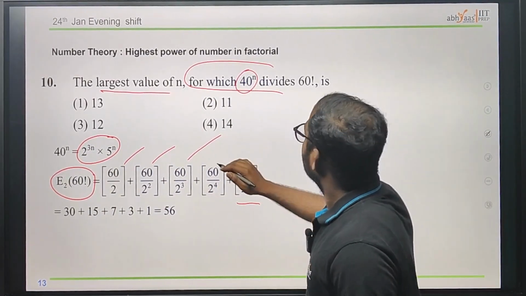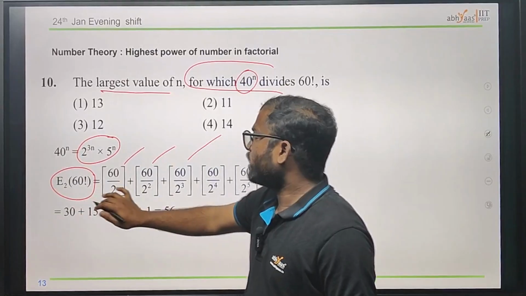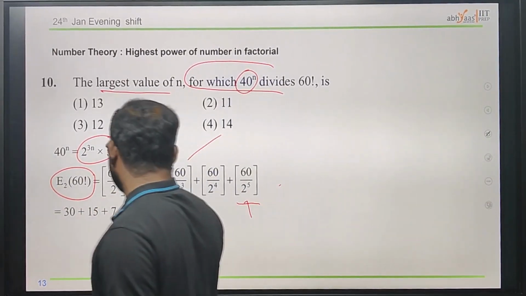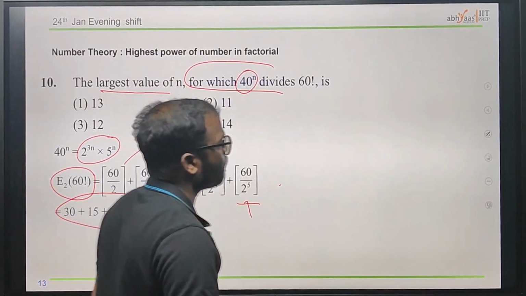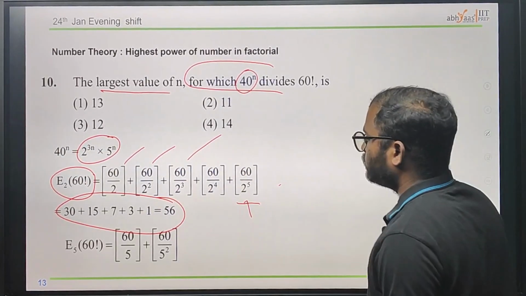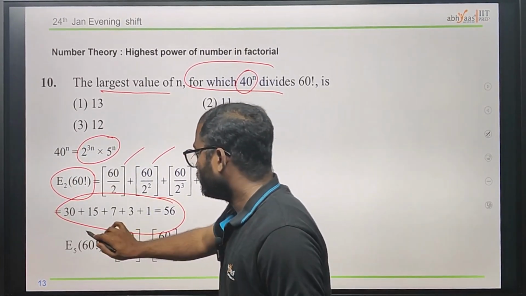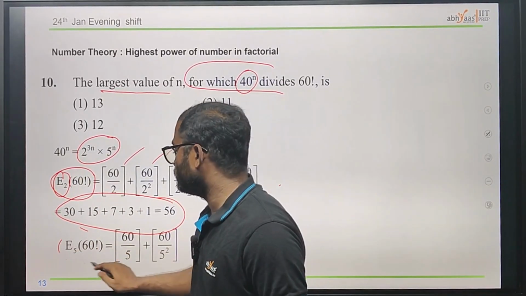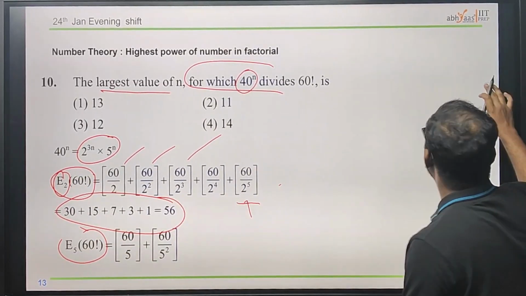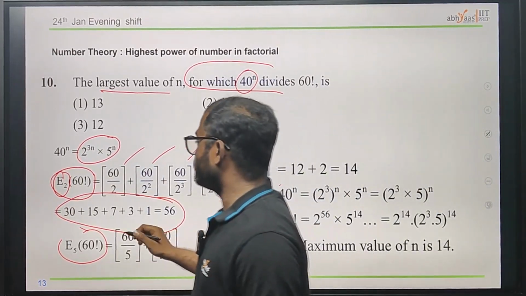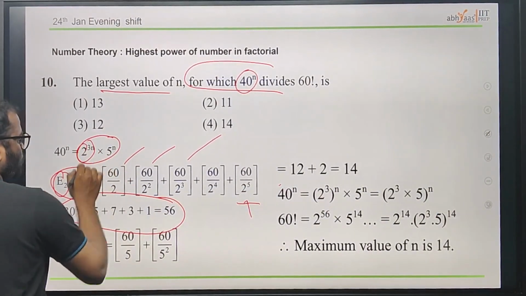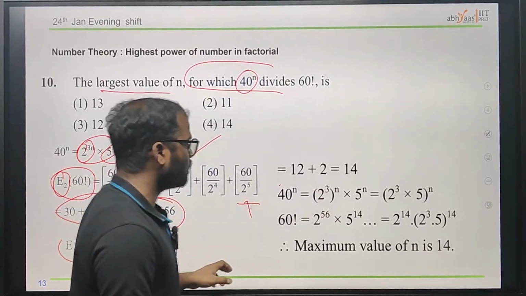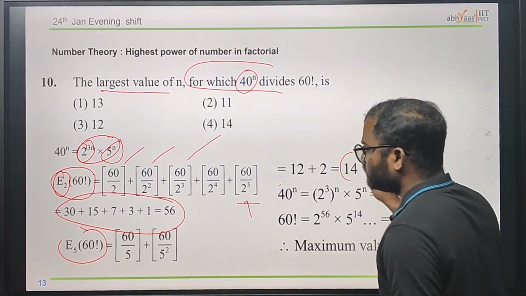Remaining all will be 0. I hope you understood why I'm stopping here. Next, after doing this we get the answer as 56. Now coming to the 56, this is for E2, and next we will check for E5. For 60 factorial we get this. Since we checked for 2 power 3n, we need to do the same for 5 power n. I hope you understood what I'm saying. That's how we got 14 as the answer.